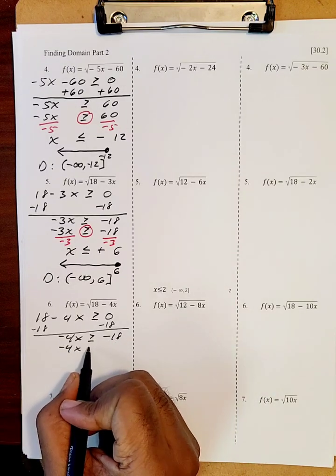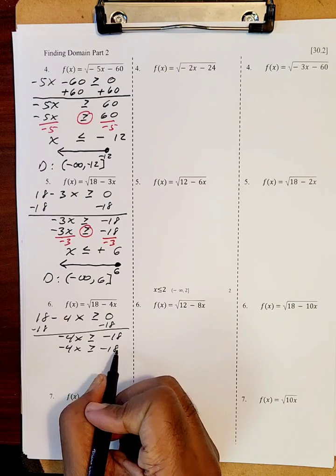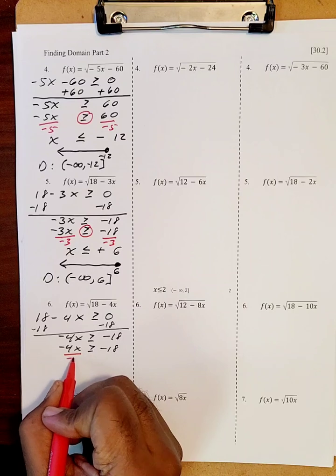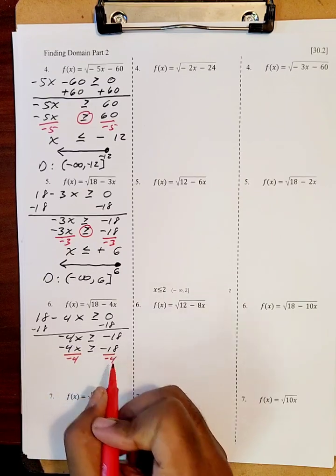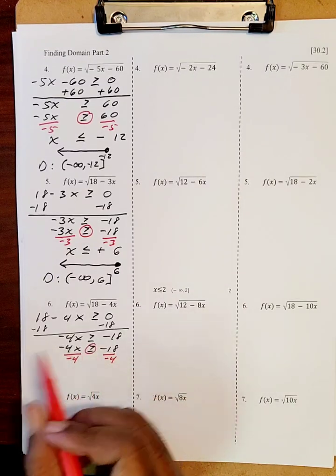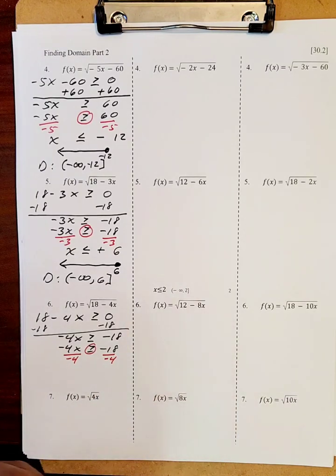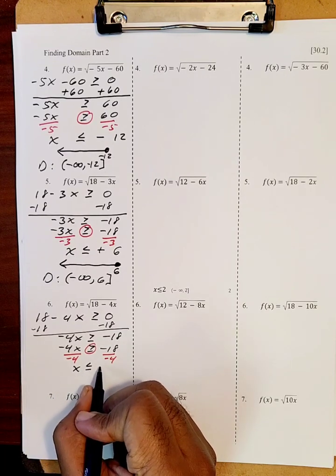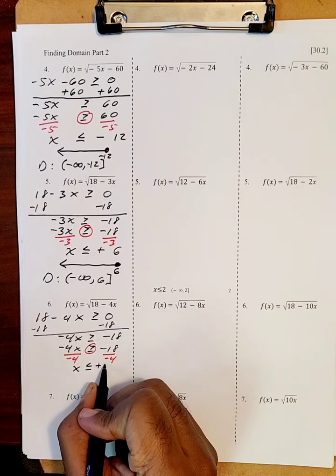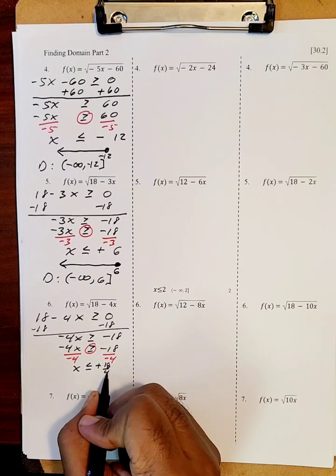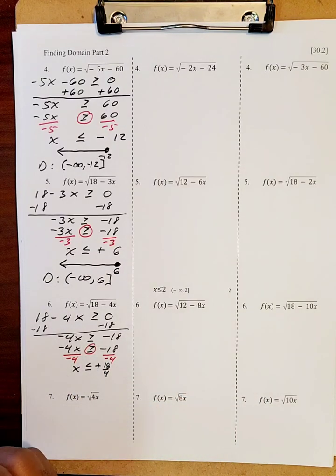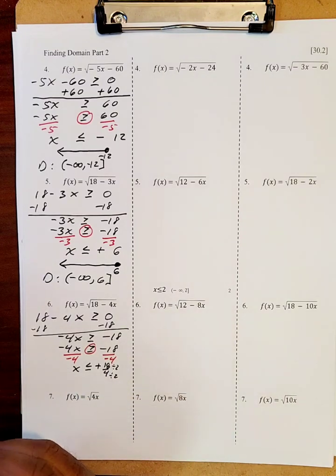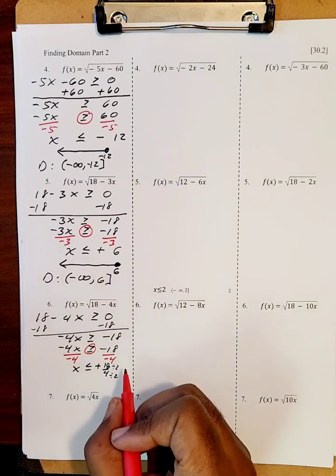Now I'm going to take negative 4x greater than or equal to negative 18, and I want to get rid of the negative 4. In order to get rid of the negative 4, I'm going to have to divide both sides by negative 4. But this will give me a sign change as well, dividing by negatives. So we'll end up with x is less than or equal to, negative divided by negative is positive, and we get 18 over 4. But we can simplify that by dividing both by 2, and we'll end up with a positive 9 over 2.